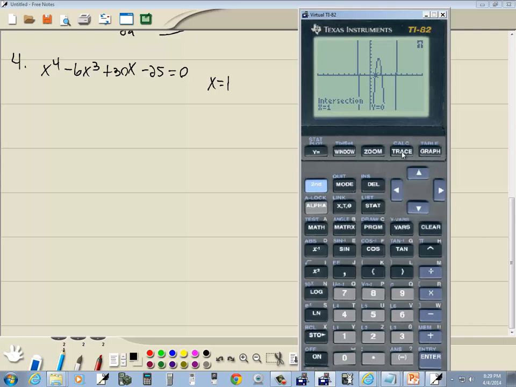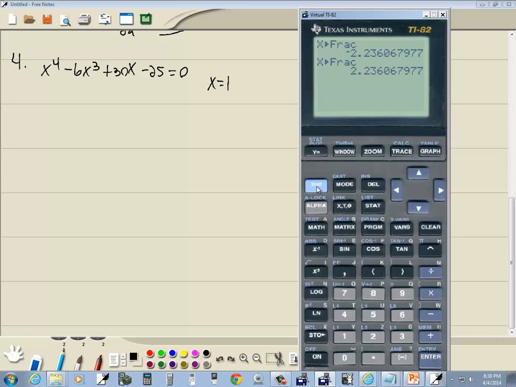So let me do second trace, choose 5 for intersect, enter our first curve, enter our second curve, and I'll move my cursor over close to the one I'm trying to find, right there, and press enter. 2.236068. Again, doesn't look promising, does it? But let's try it. I'll do second mode, exit out, x key, math, enter. Doesn't change. No surprise. You get one decimal that won't change, you get a second decimal that won't change.